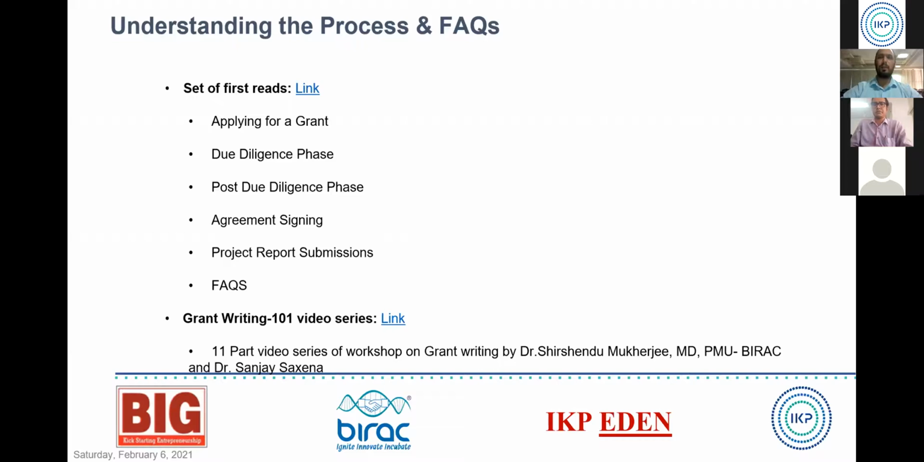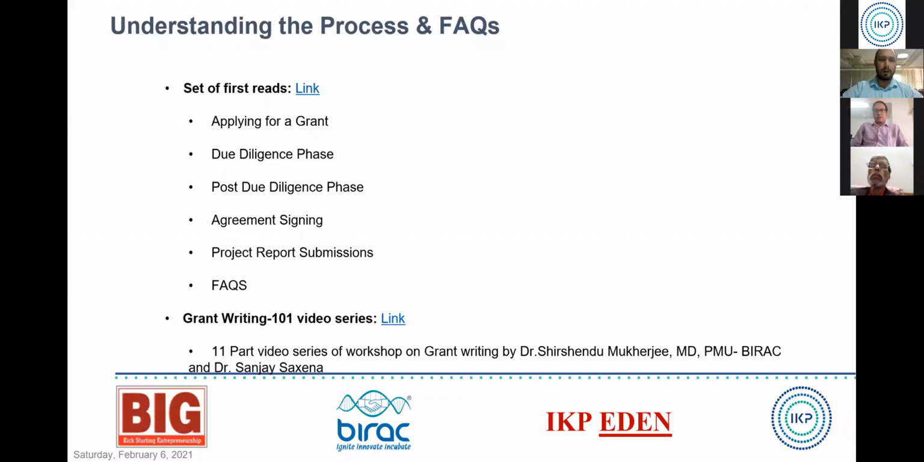So this is a set of first reads. Since you have some time, you can dwell deeper into this document. This will also prepare you for what you are going to face once you get the grant. It is divided into the sections of applying for the grant, due diligence, post due diligence, agreement signing, project submission reports, and FAQs. This contains basic templates and checklists that are required at each stage.